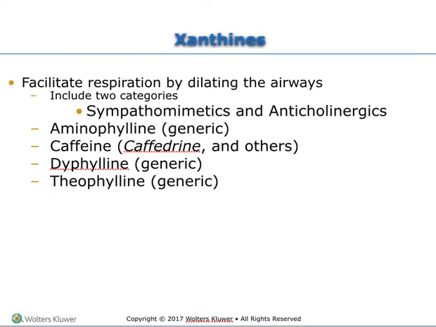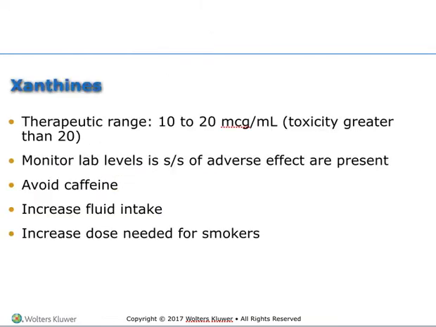Theophylline is probably the most common one, and has a narrow therapeutic range. So if their serum level is 10 to 20, they're fine. Toxicity occurs anything over 20. So you have to monitor lab levels, and you have to monitor for signs and symptoms of adverse effects. And we're going to talk about that on the next slide. You also have to tell these patients to avoid caffeine, increase their fluid intake, and if they smoke, they're going to need a higher dose.